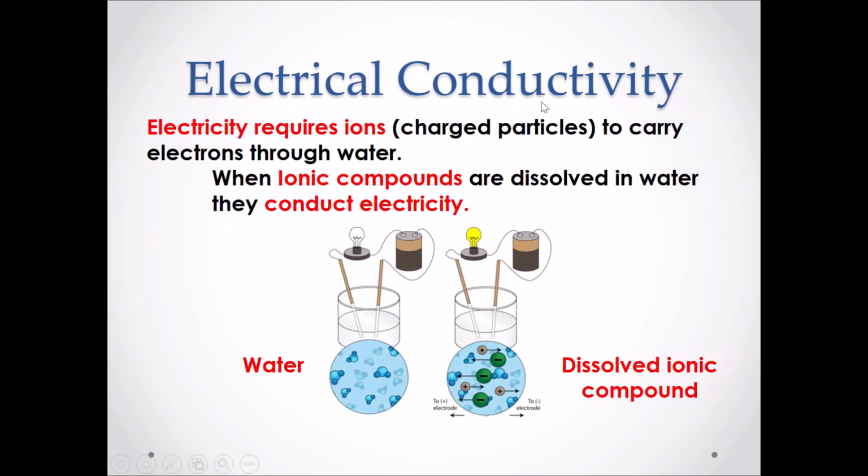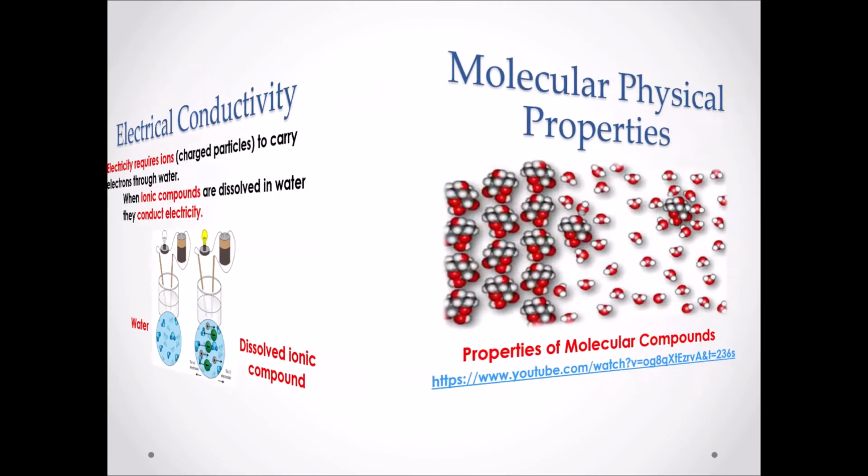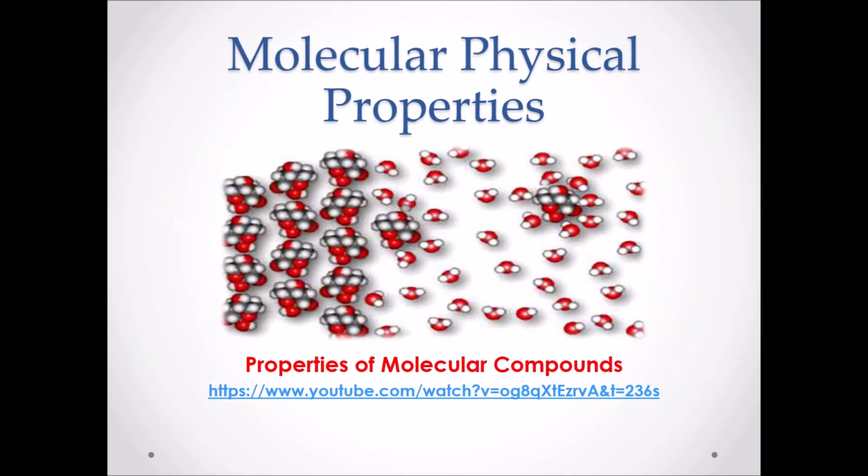Electrical conductivity of ionic compounds. Electricity requires ions, charged particles, to carry electrons through water. When ionic compounds are placed in water, they dissolve into their individual ions and therefore will conduct electricity. That brings us to physical properties of molecular substances.